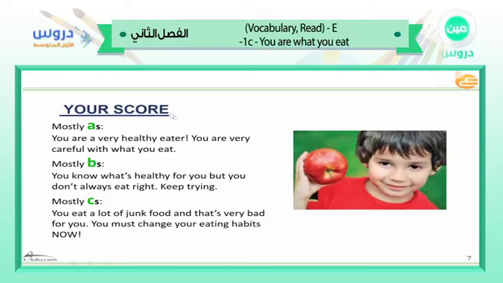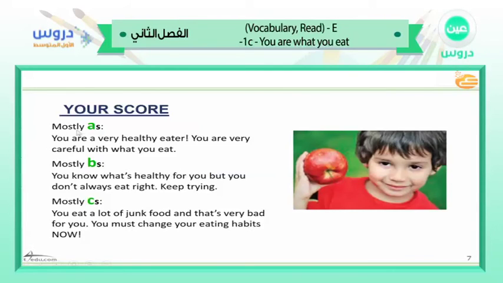Your score. Mostly A's. You are a very healthy eater. You are very careful with what you eat. Mostly B's. You know what's healthy for you, but you don't always eat right. Keep trying. Mostly C's. You eat a lot of junk food, and that's very bad for you. You must change your eating habits now.